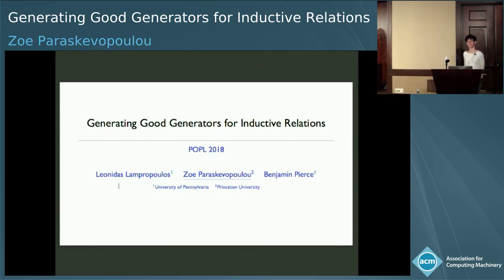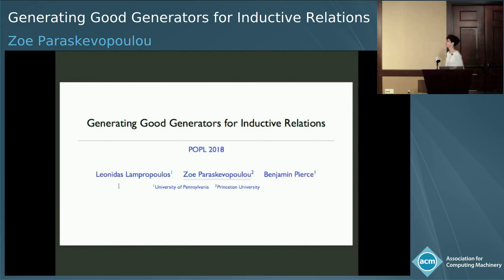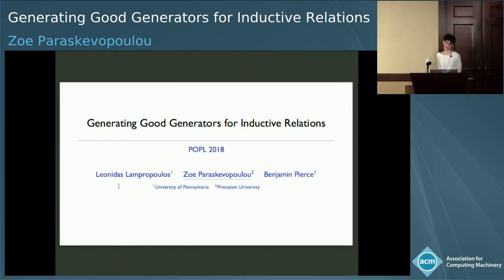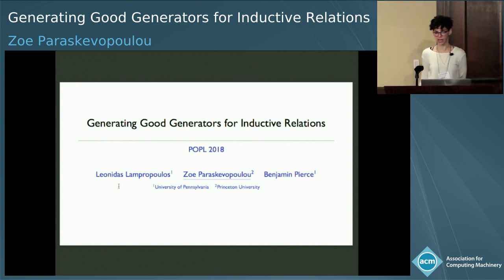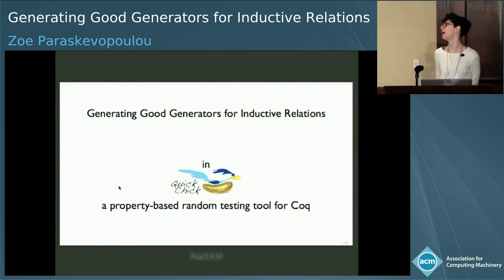Hi, everyone. Thank you for being here. Today I will talk about our work with Leo Lampropoulos and Benjamin Pierce. And in particular, I will talk about how we automatically generate good random data generators for data that satisfy inductive relations.